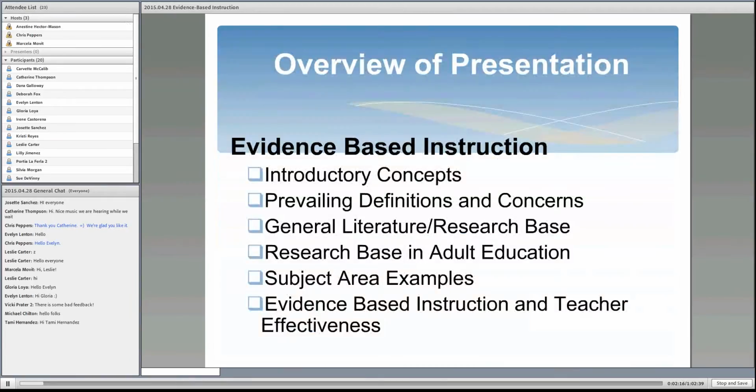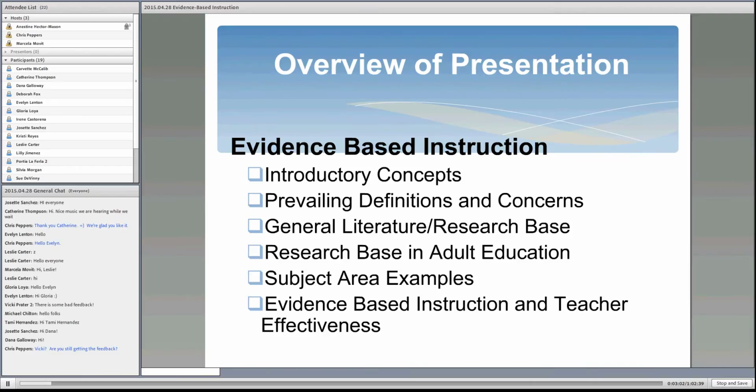I would like to go over a basic overview of the presentation. There will be some introductory concepts that I will be sharing with you today regarding evidence-based instruction. I will provide you with some prevailing definitions and some of my own concerns and some other concerns that I've seen in the literature regarding what is considered evidence-based instruction. I will not focus on what the concerns are, but I will just give you a small briefing on what some of the concerns are.